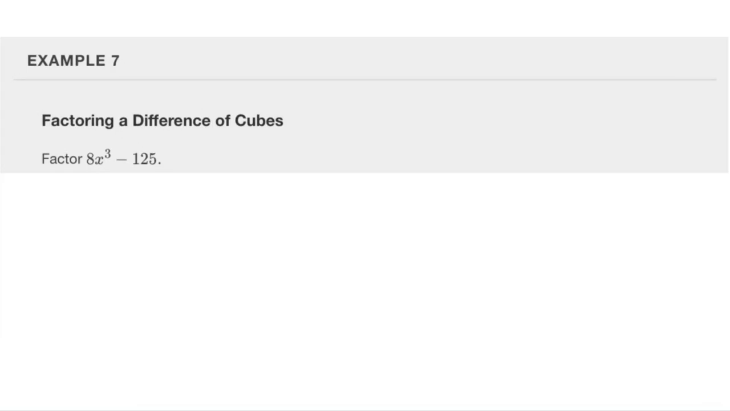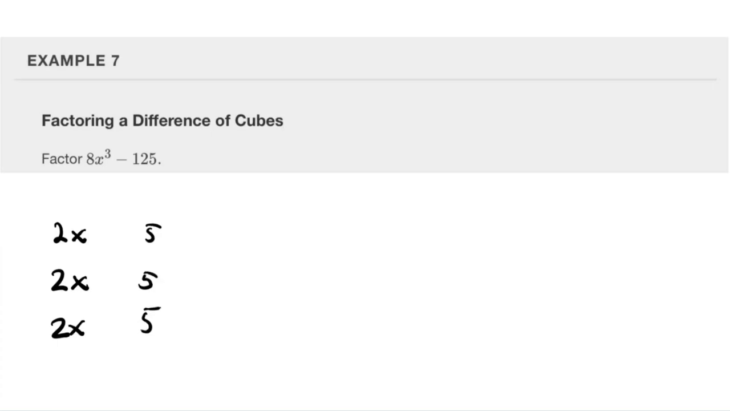Let me try to do one more and I'll let you guys go. So we saw sum of cubes. This is a showcase of difference of cubes, right? So let's do it real quick. So 8x cubed, I think we're cubing what, 2x? So we have 3 sets of 2x. 125, we have 3 sets of 5.